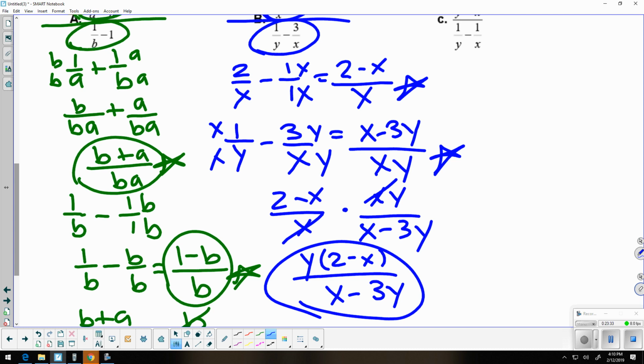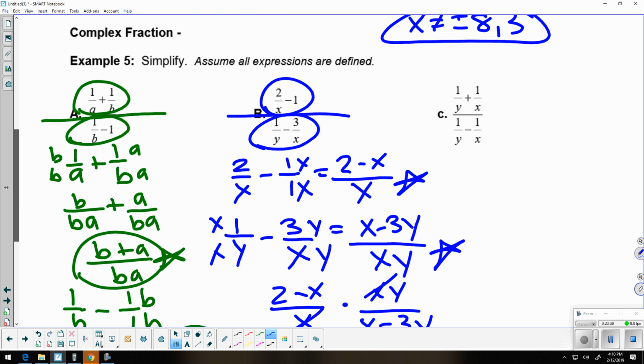All right. I'll let you guys try the last one if you want to try that one on your own. Get some extra practice. The answer you should get, though, for C comes out to be just x plus y over x minus y, and that would be your solution.